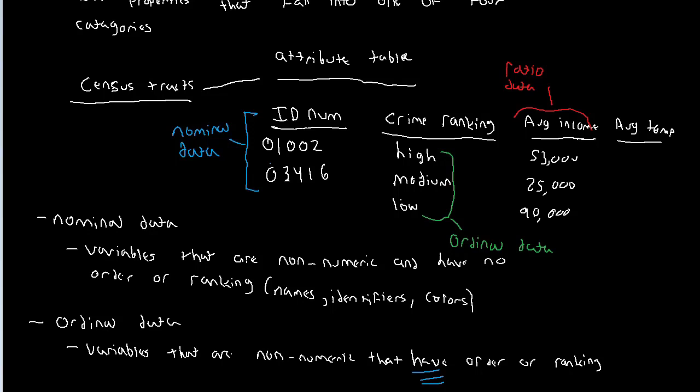And then finally, for temperature, maybe the average temperature for this one was 63 degrees. Maybe this one was 57 degrees Fahrenheit. Maybe this one was a little bit colder at 45 degrees Fahrenheit. Again, as we already talked about before, when we talk about temperature, degrees Fahrenheit, 0 does not mean 0. So this is always going to be interval data.